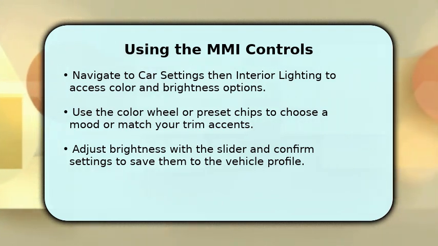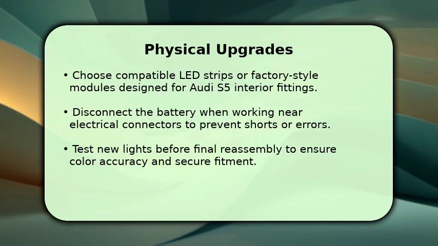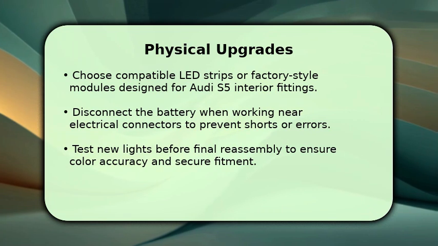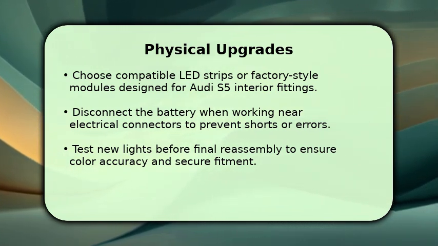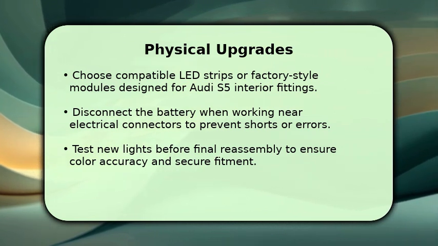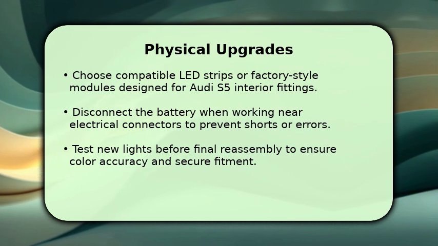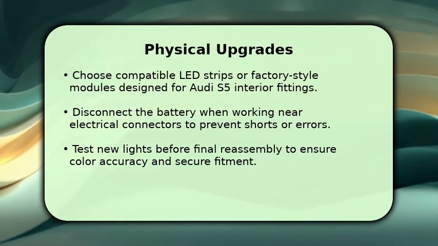If you prefer a physical upgrade, select compatible LED strips or Audi-style modules and remove trim pieces carefully to access mounting channels. Disconnect the battery when handling connectors and route wiring behind panels to hide cables neatly. Test each section before reassembly to confirm color and brightness. Then reattach trim and run a final check using the MMI lighting menu.